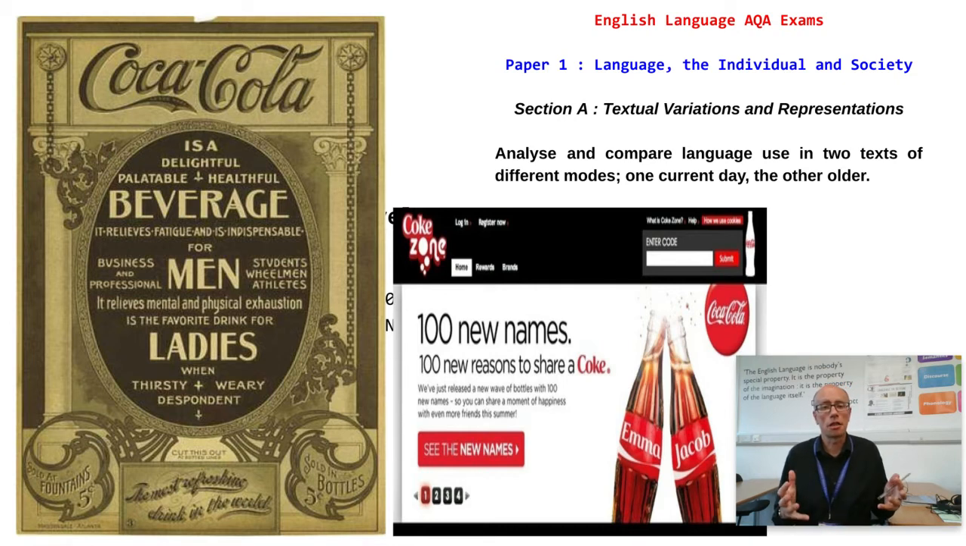Now, the two texts are going to be two different modes. For example, one might be a transcript, so it might be a transcription of speech, and the other could be an electronic mode, or it could be a written text from a newspaper. So the two texts are going to be different modes, and one of them is going to be current day. So in the Coca-Cola electronic one that we've got here, Coke Zone, 100 new names, 100 new reasons to share a Coke. So you've got your current day text, and it could be put next to something that's 100, 150 years ago, like this one on the left.